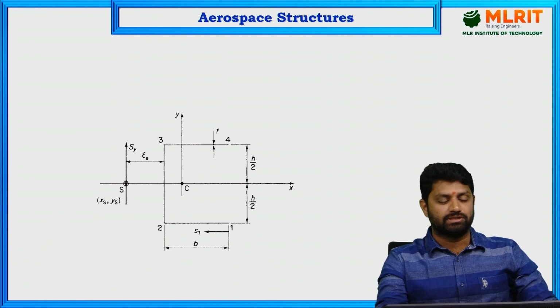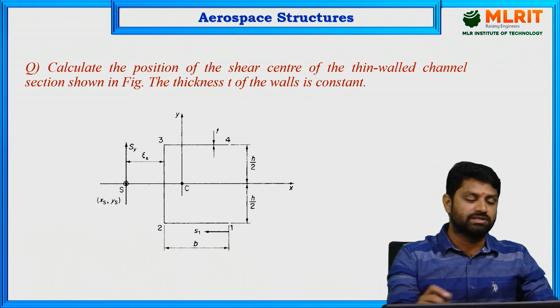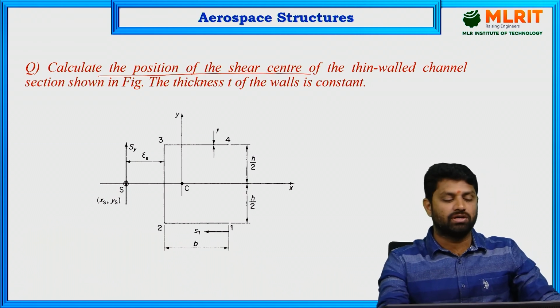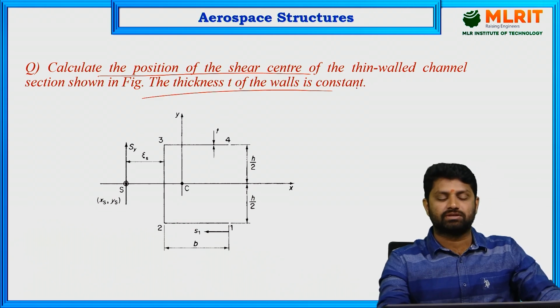So let's consider a question on a channel section, which is given over here, and it asks to calculate the position of the shear center of the thin walled channel section shown in the figure, and it mentions that the thickness t of the walls is constant.